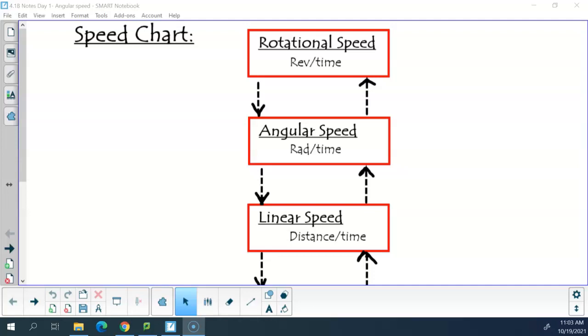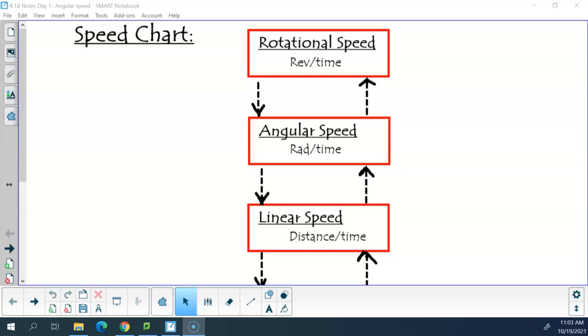So the first thing is you should have watched a video at some point since Thursday, because I posted it on Thursday afternoon. You should have watched a video before today that dealt with the speed chart. So we have three different kinds of speed. That's why we call it the speed chart. We should have a picture of Lightning McQueen up here because this is speed.